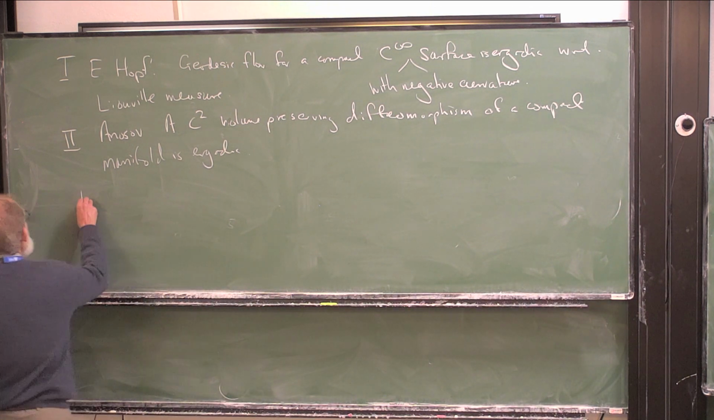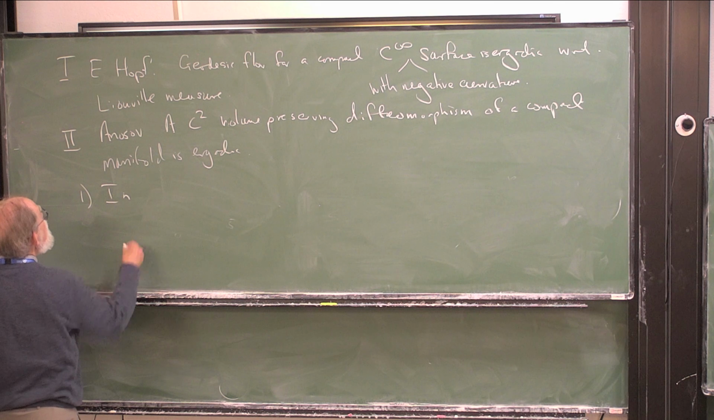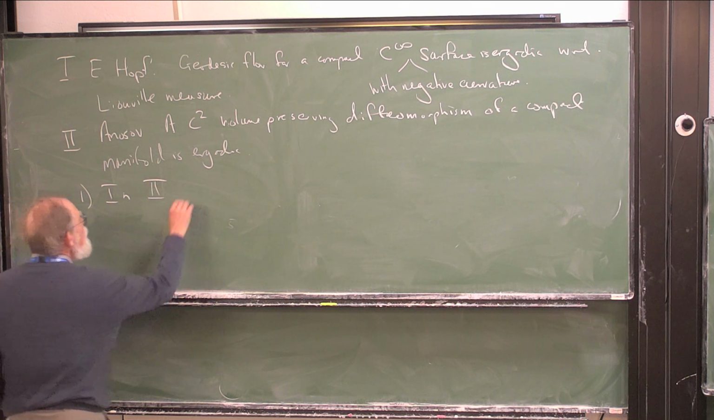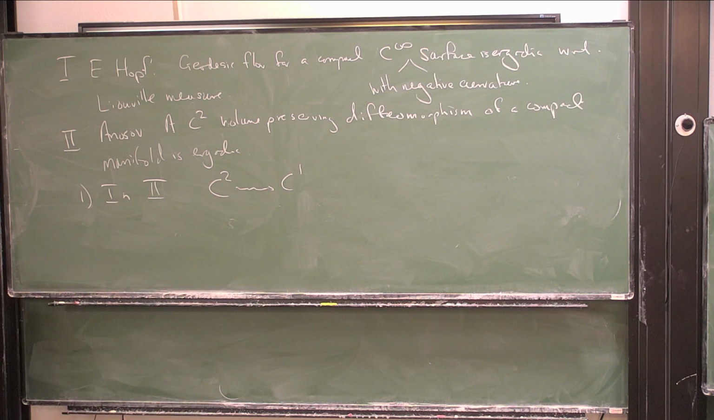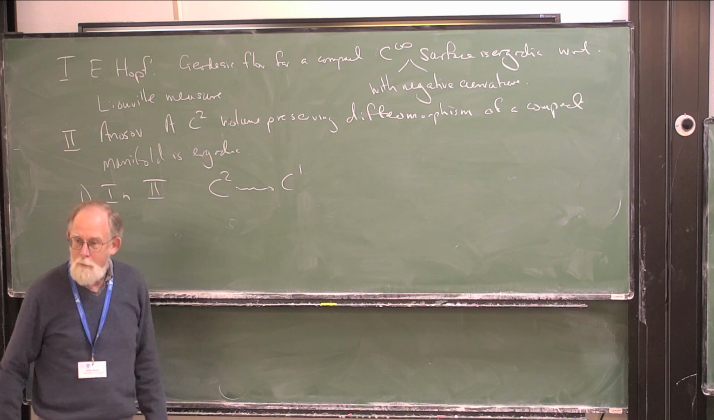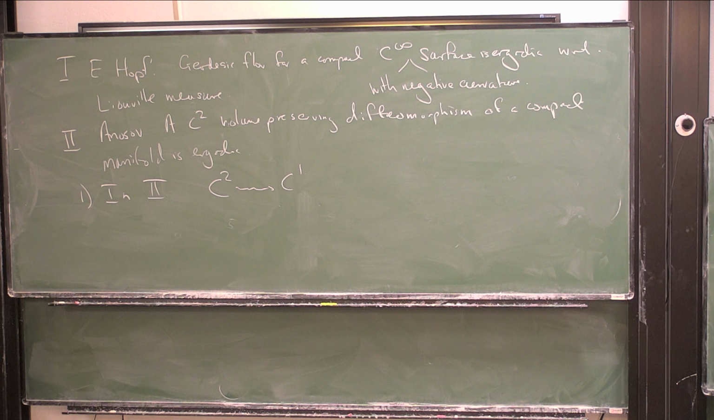So number 1. In theorem 2, could we take C2 and weaken it to C1? This is a question that Charles Pugh has been thinking about since maybe 1970. I think the expected answer is no, but nobody has come up with a counter-example to establish that. If you want the answer to be yes, you are not going to be able to copy Nosov's proof.